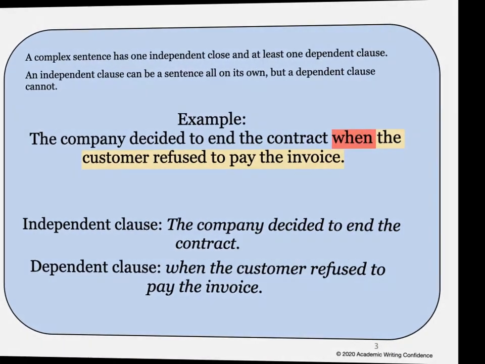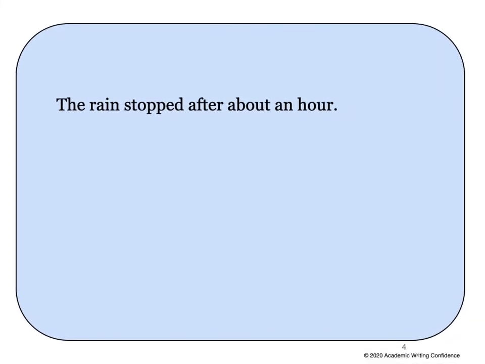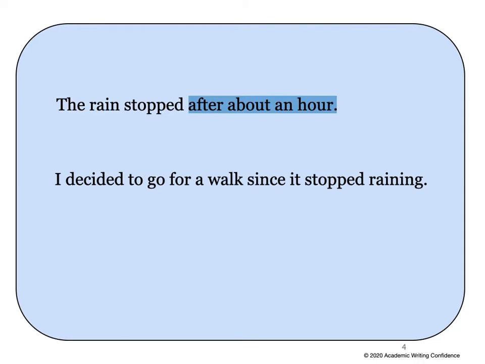Let's look at a few more examples. In this sentence, the independent clause is the words, the rain stopped. The dependent clause is after about an hour. Here's another sentence. I decided to go for a walk since it stopped raining. Now, in this sentence, the independent clause is I decided to go for a walk. The dependent clause is the phrase since it stopped raining.